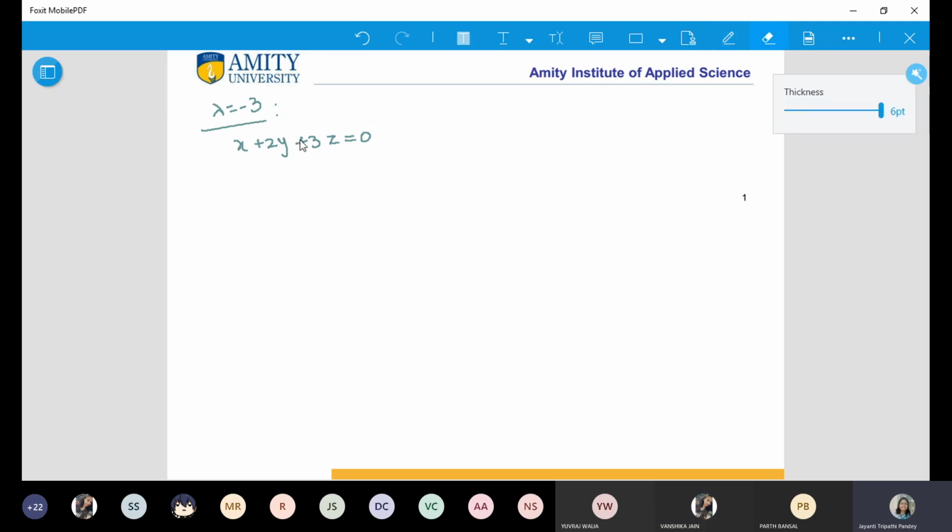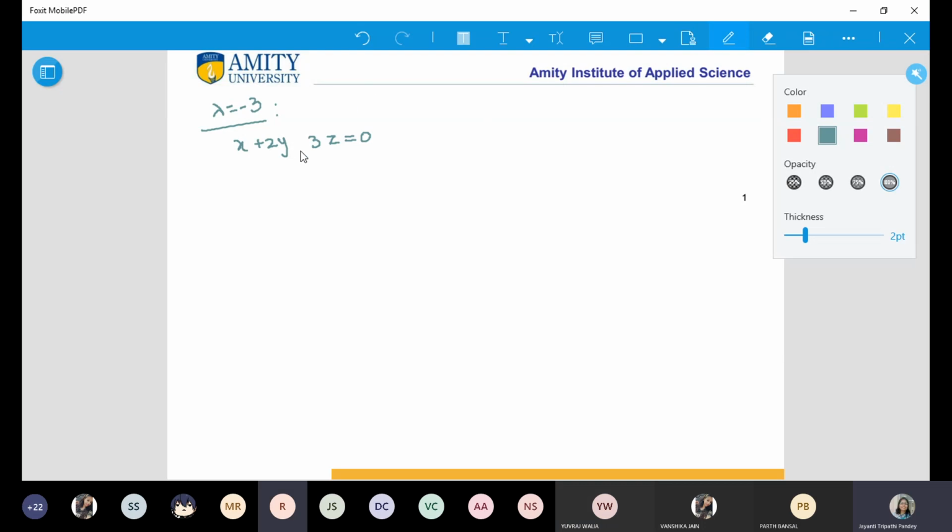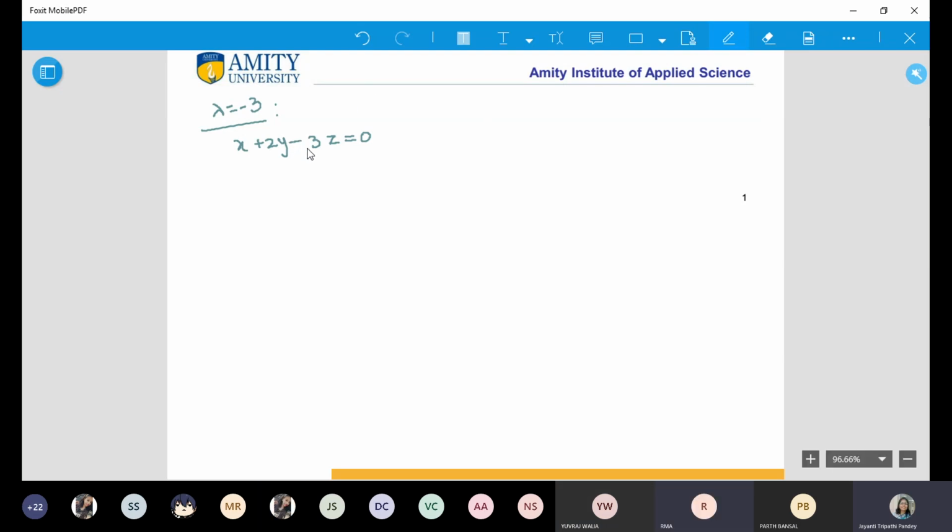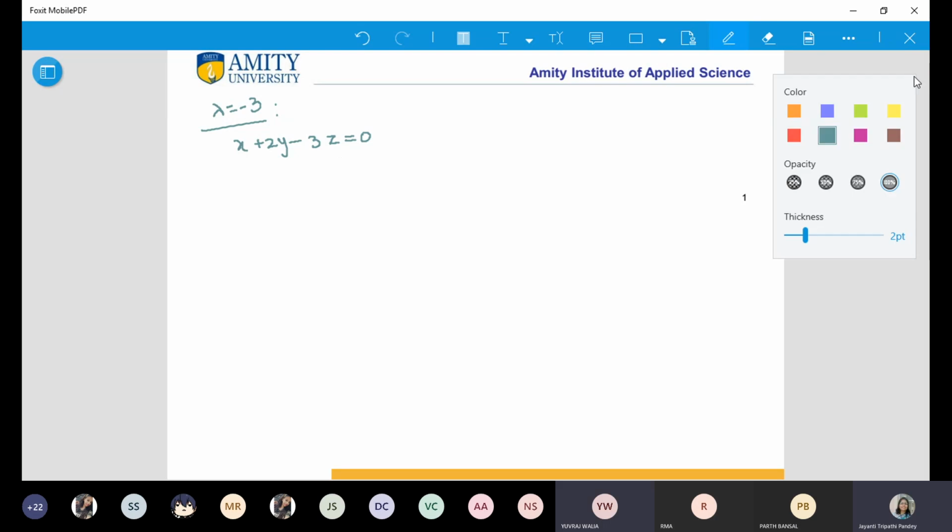Yuvraj, please check it from your notebook. Ma'am, wait. The last question, where you are choosing the arbitrary variable, for the third eigenvalue, for lambda is equal to minus 3. After reduction, ma'am, it is minus 3. Okay. Yuvraj, I have written it. I want you to see it once. Yes, ma'am. X plus 2y minus 3z is equal to 0.